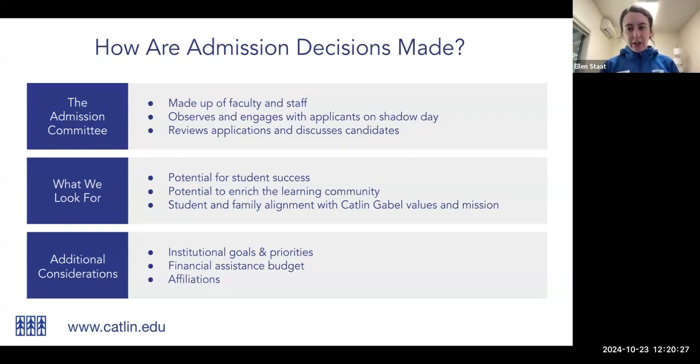But along with those affiliations, we also believe that it benefits our community as a whole when we bring in new families to the community as well. So all of that is taken into account. And it's a complex process, but we make sure to have as many checks and balances along the way as we can and be as transparent as we can.